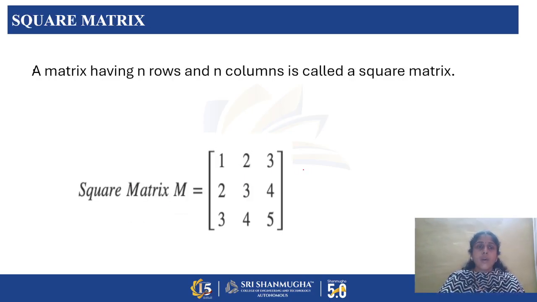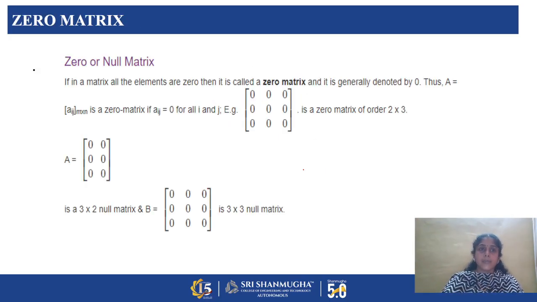Square matrix. A matrix having n rows and n columns is called a square matrix. So in a square matrix, m and n will be the same. That is, the number of rows and the number of columns will be the same in the order of the matrix. That is called a square matrix.